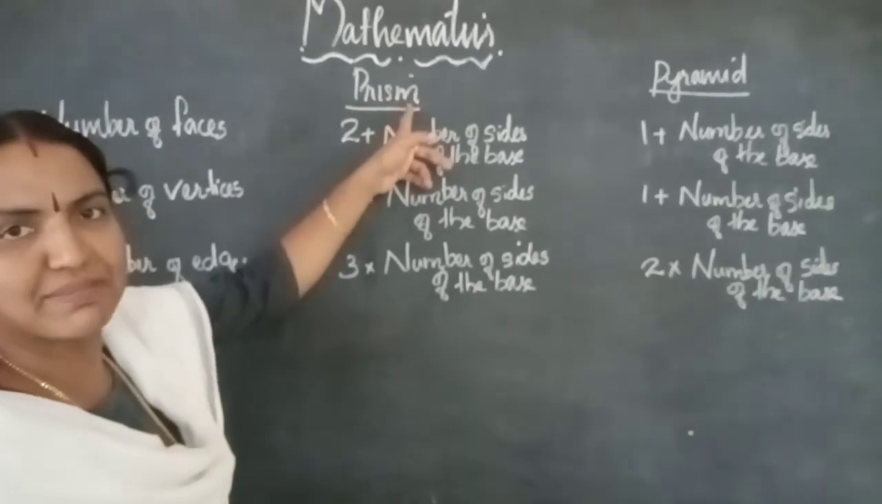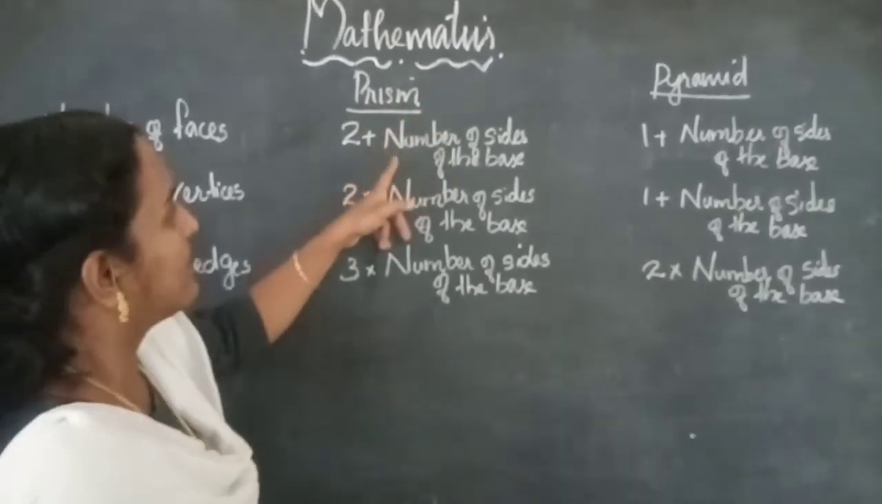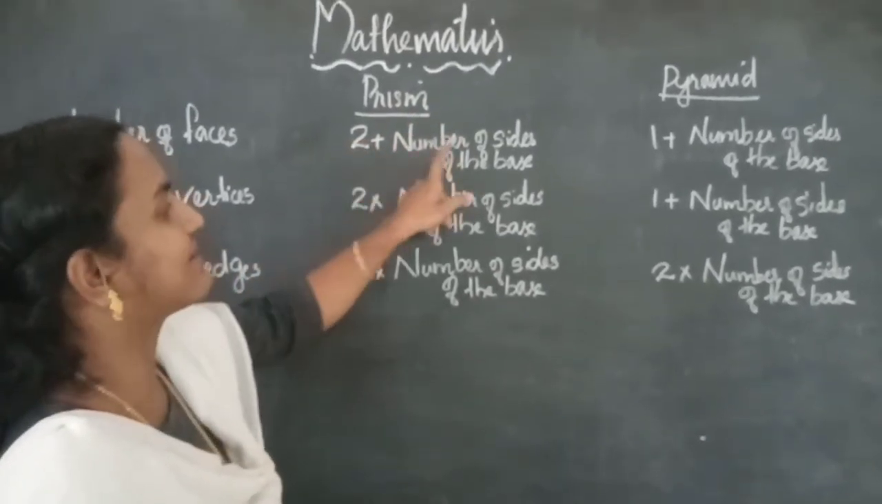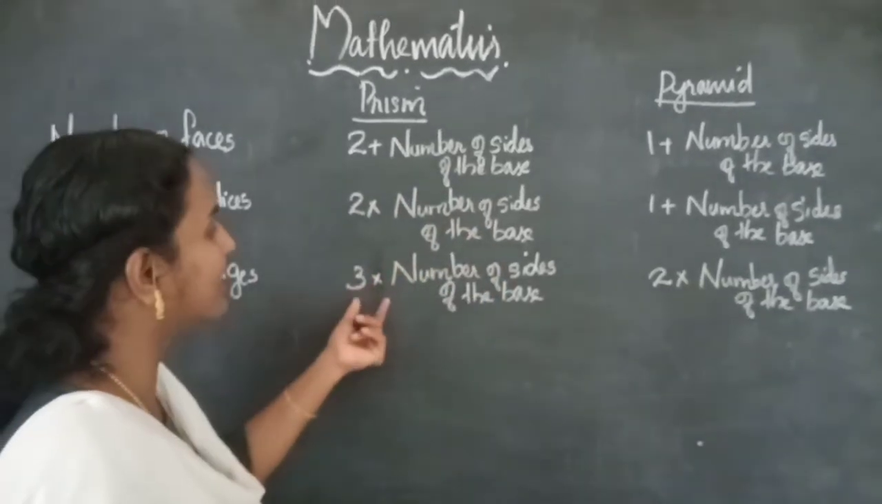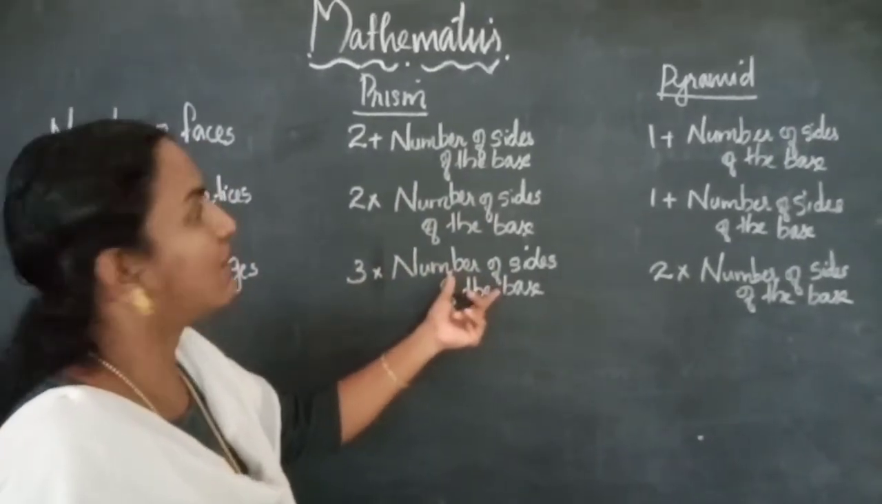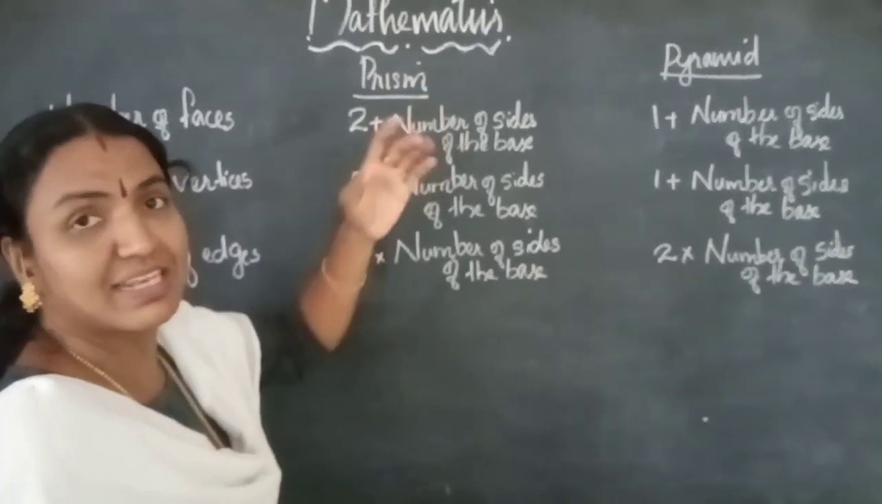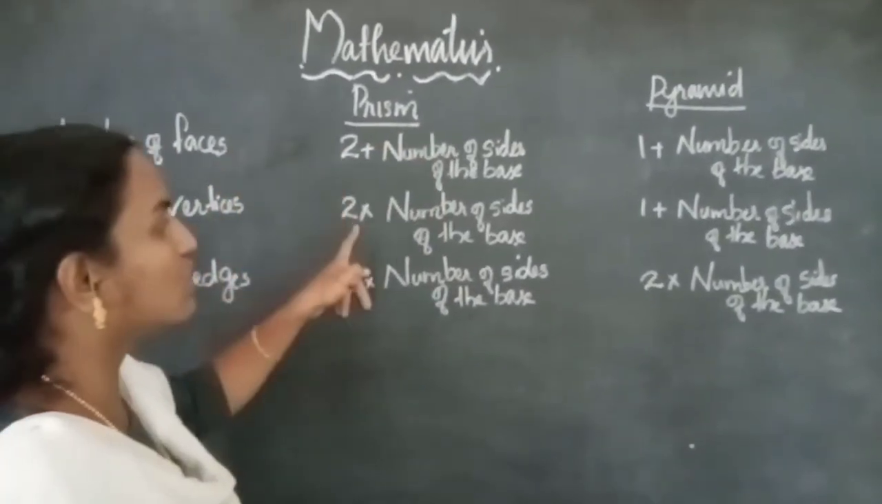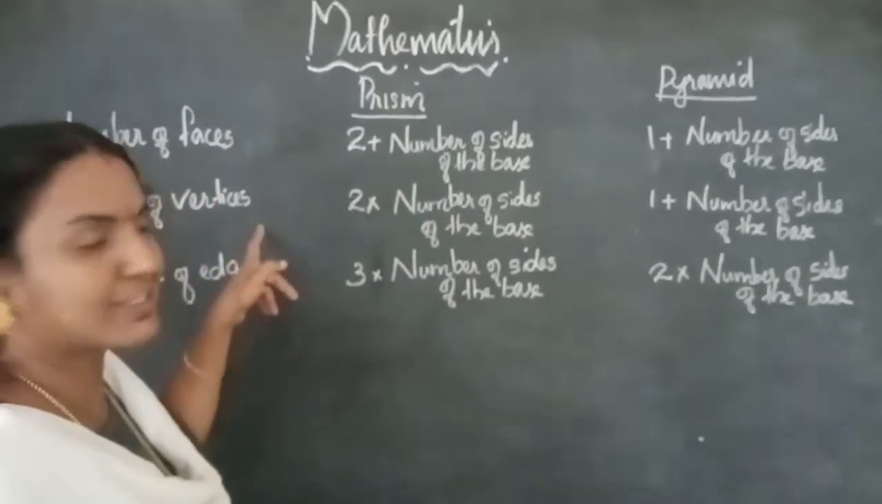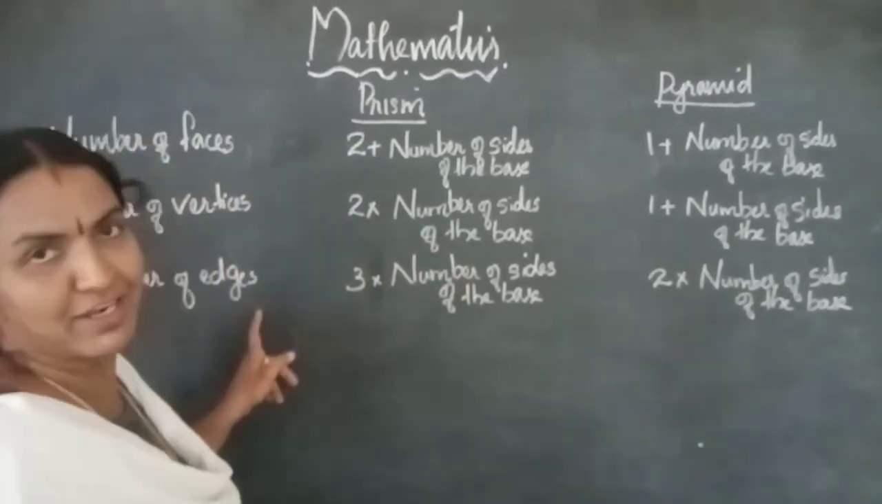It is a triangular prism, means 3 sides. So the faces is 2 plus 3. Here 2 into 3. Here 3 into 3. Okay. Square prism means number of sides 4. So 2 plus 4 is the number of faces. 2 into 4 is the number of vertices. 3 into 4 is the number of edges.